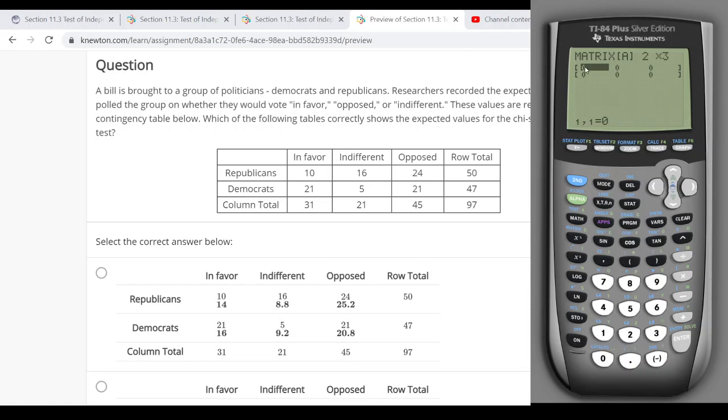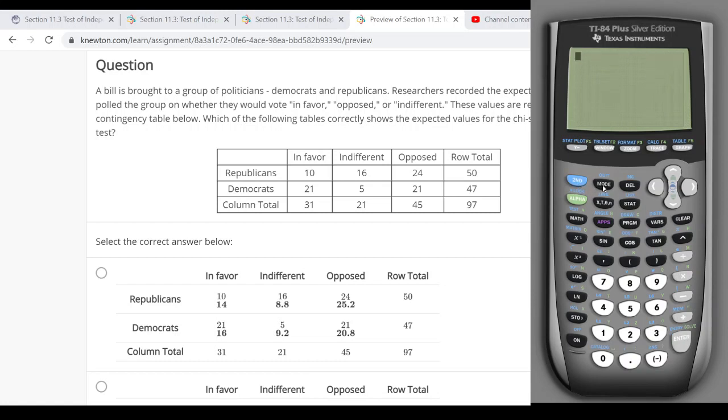The first row, first column are the Republicans in favor of the bill, which were 10. First row, second column were Republicans indifferent to the bill, which were 16. And the first row, third column were the Republicans opposed to the bill, which was 24. And then the second row, first column were the Democrats in favor, 21. Then Democrats indifferent to the bill, 5. Then Democrats opposed, also 21. Then get out of here.